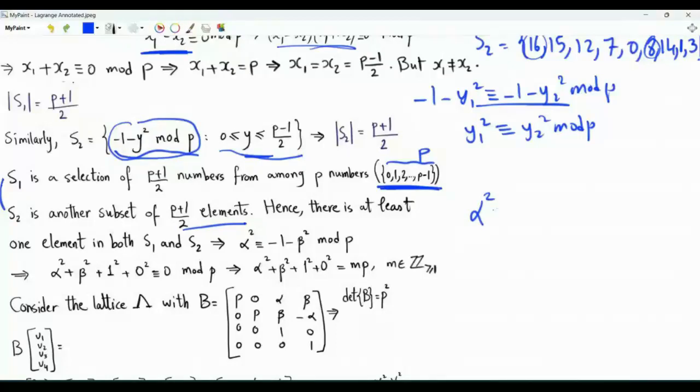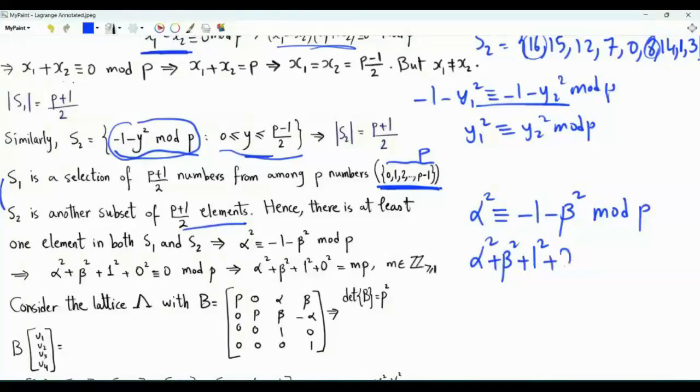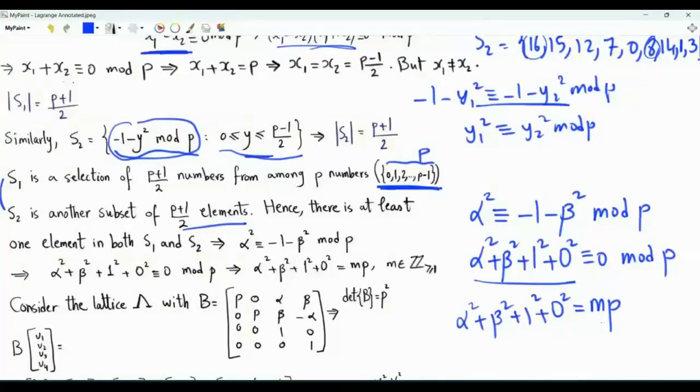Because of this, there must exist alpha and beta such that alpha squared is congruent to minus 1 minus beta squared mod p. This means that alpha squared plus beta squared plus 1, which can be written as 1 squared, and then we can put here 0 squared, is congruent to 0 mod p, which means that alpha squared plus beta squared plus 1 squared plus 0 squared is equal to a positive integer times p, or 2p or 3p, and so on.